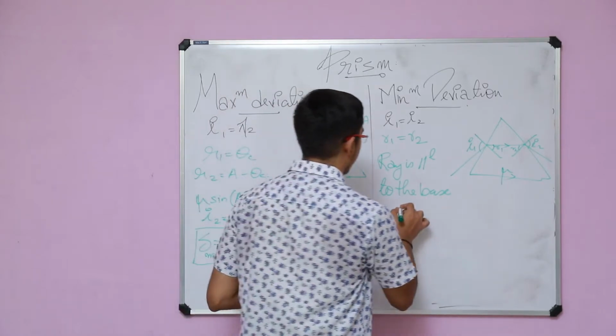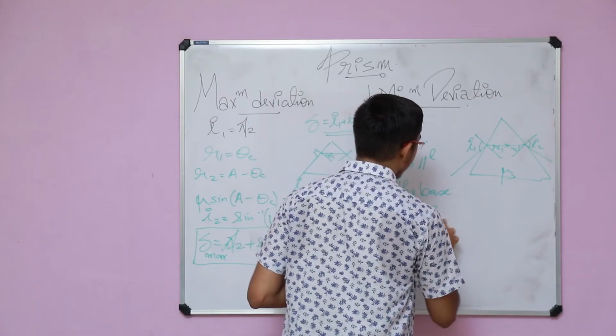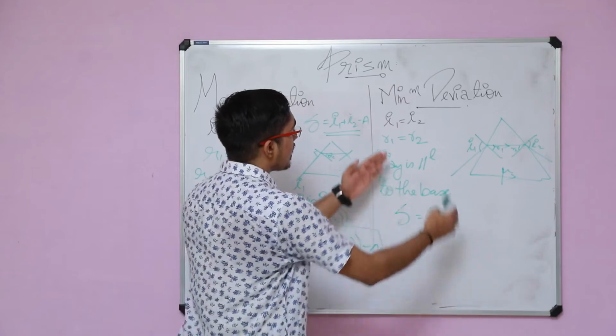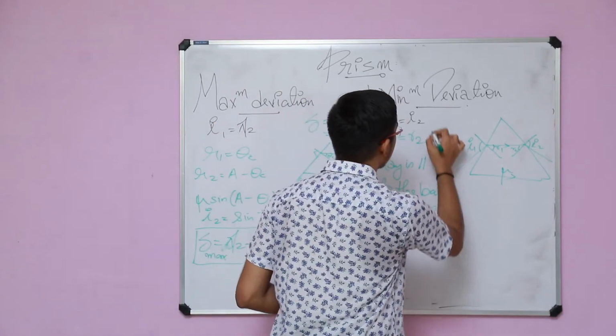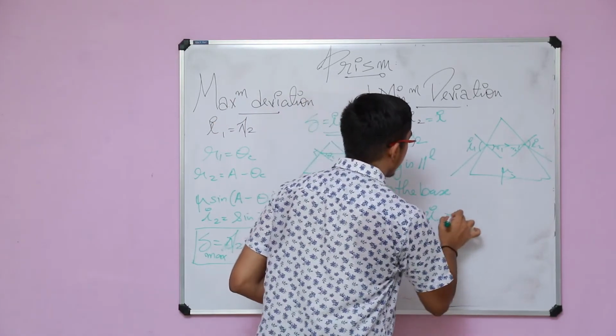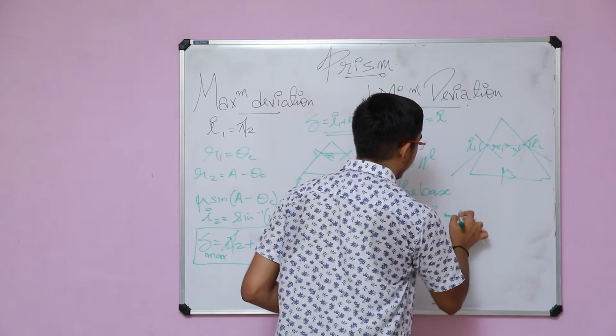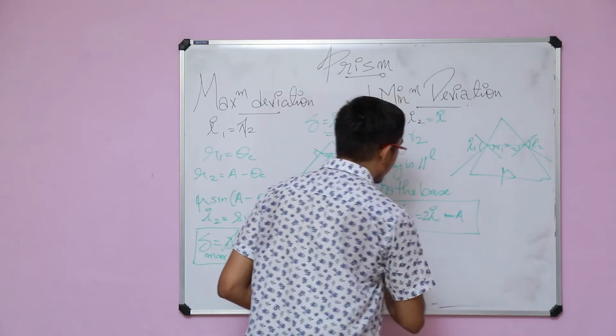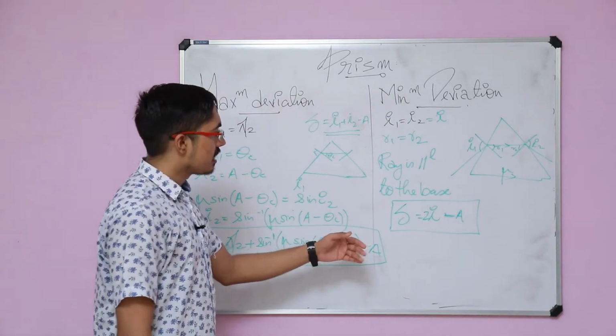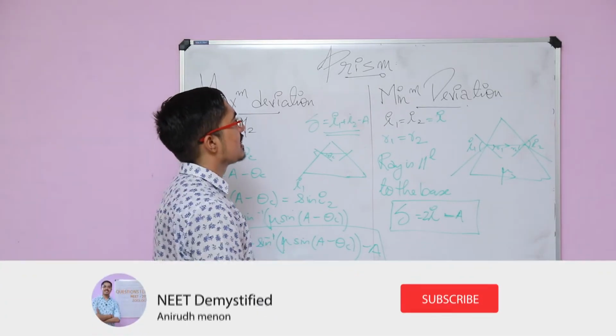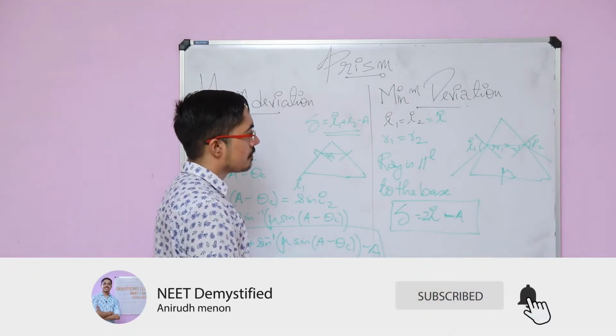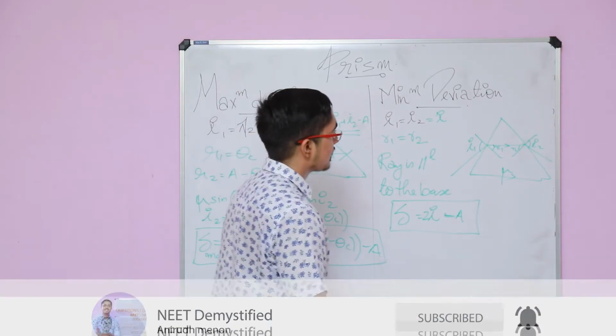So what is delta? Delta is equal to I1 plus I2 minus of A. I1 is equal to I2, that is equal to I. This is equal to 2I minus of A, right? So this is the equation for the minimum deviation condition. So many questions were asked in all kinds of exams pertaining to the concept of minimum deviation. So let's proceed to the next concept.